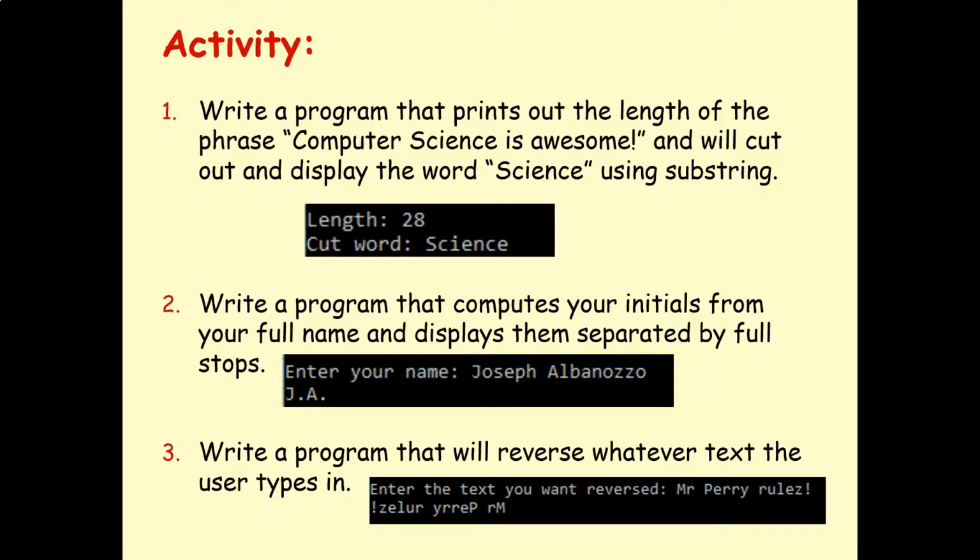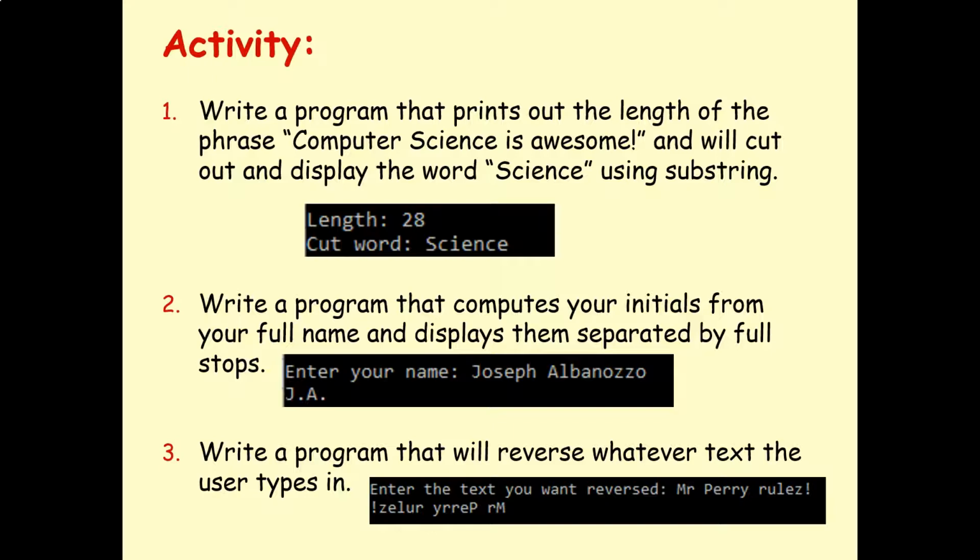Okay guys, so we've got some activities here, very simple, logical thinking, just kind of exam style questions. Have a look at each of these and then I'll go through the answers one at a time. The first is to write a program that prints out the length of the phrase computer science is awesome and will cut out and display the word science using substring.